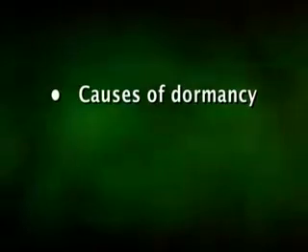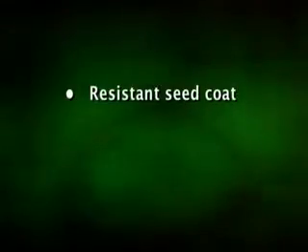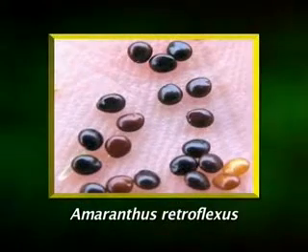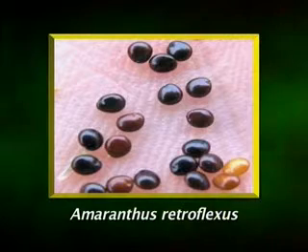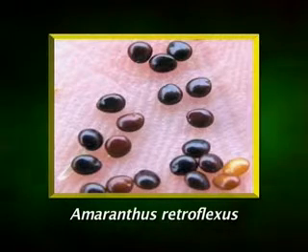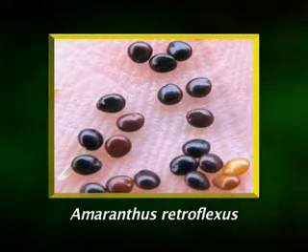Now, the causes of dormancy. While the imposed dormancy may arise due to unfavorable environmental conditions like unavailability of water, unfavorable temperature, or a clogged supply of oxygen, innate or true dormancy in a seed may be caused due to the following factors. Number first, resistant seed coat. For example, in plants like Amaranthus retroflexus, the seed coat is very hard and does not allow the radicle to pierce through, causing dormancy in the seeds.